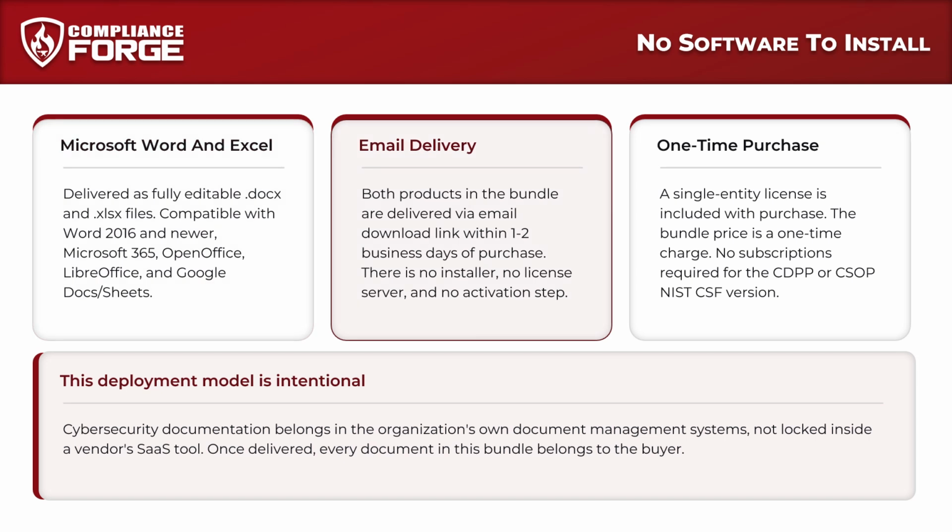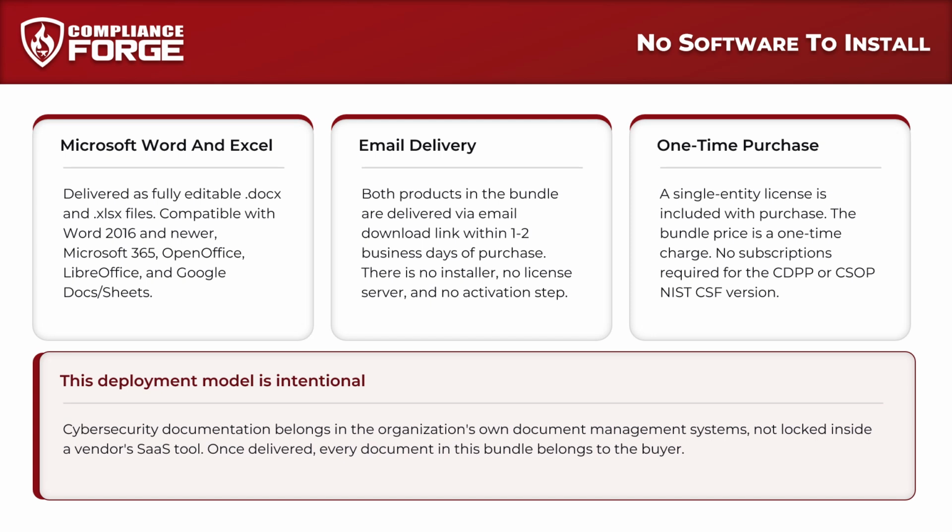Both products in the bundle are delivered via email download link within 1 to 2 business days of purchase. There is no installer, no license server, and no activation step. And it is a one-time purchase. A single entity license is included, and the bundle price is a one-time charge. No subscriptions are required for the NIST CSF version of the CDPP or the CSOP.